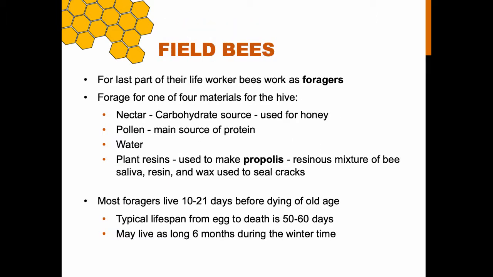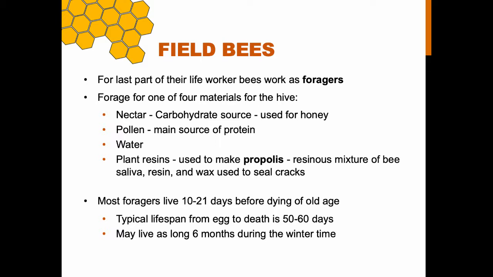All right, then we'll jump into field bees on Thursday. I remember a question you asked me. How long is the lifespan of the worker? I thought we would get to that, but here's the answer right here. Typical lifespan from when they're laid as an egg to when they die is somewhere between 50 and 60 days. That's pretty typical.